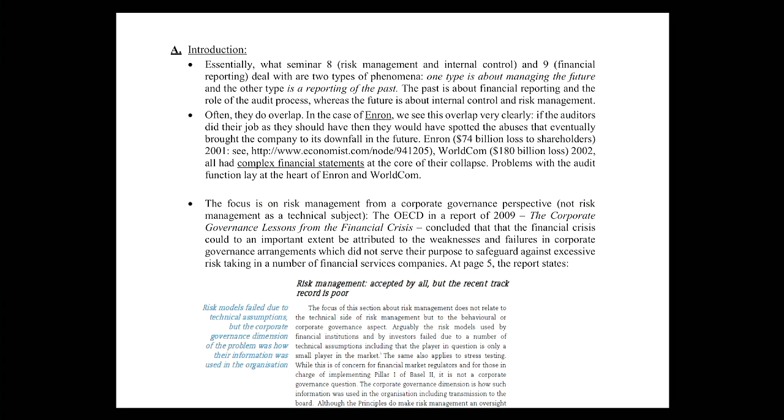But the reason why I make this point about the link is that they often overlap. So if you look at the Enron situation, if the auditors were not busy doing what they did, if all the systems did not fail, and all the false accounting did not occur, then presumably the company would not have collapsed, right? So there was a clear link in the case of Enron. And that's the point I make here. And likewise with the WorldCom disaster. Problems of the audit process lay at the heart of the collapse of these companies. So there is that link.